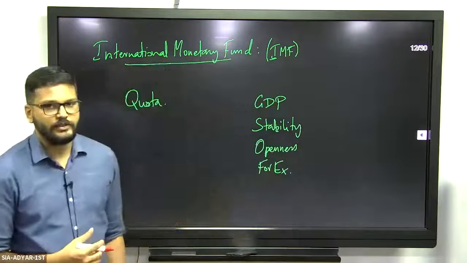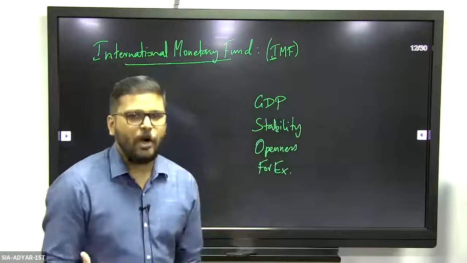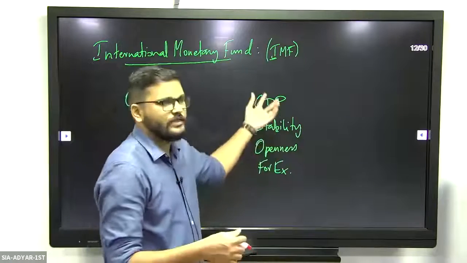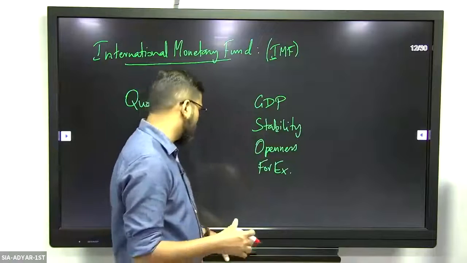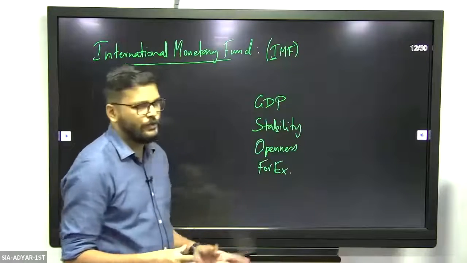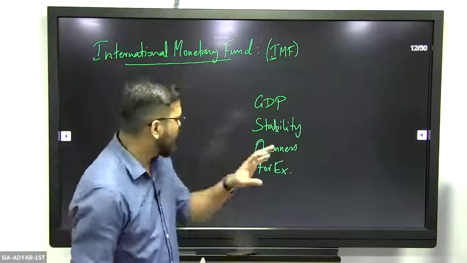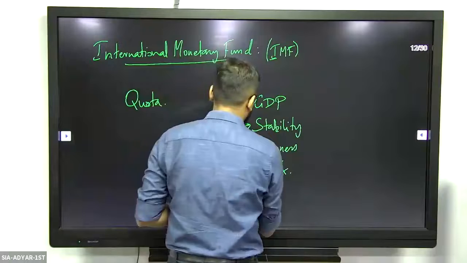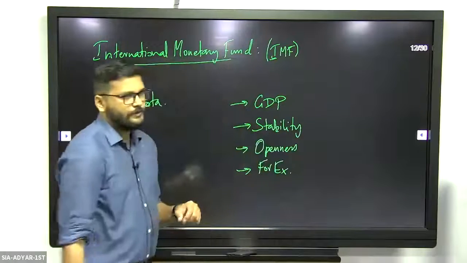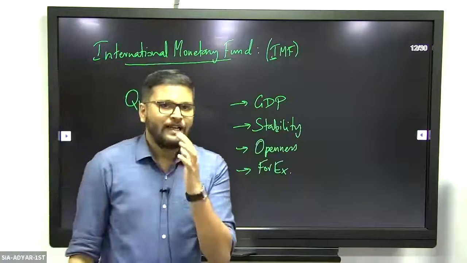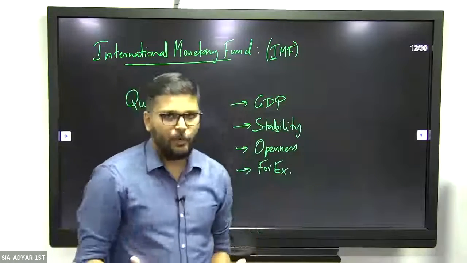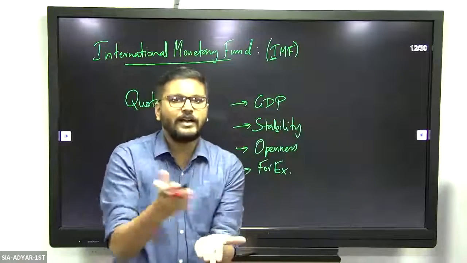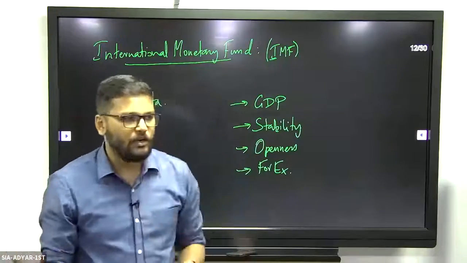These four factors are combined with different weightage, GDP accounts for half of it, and so on and so forth. If you want the formula, it is available on the IMF website. I'm not going to go into the detail, it's not very relevant. But these are the four factors based on which the quota is determined. Okay. So the total amount that the IMF requires for its functioning is divided among all its member countries, 190 odd countries.